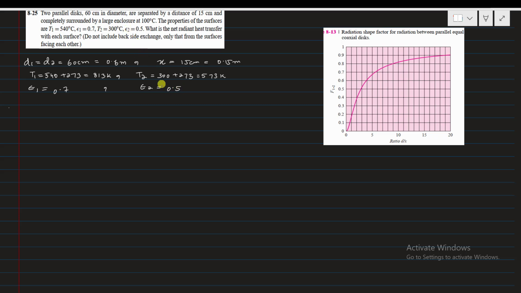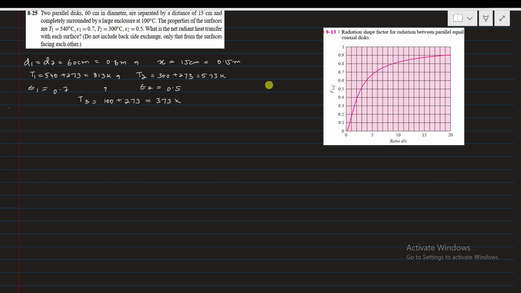So here it is. And the temperature of the room that encloses it, that is T3, is 100 centigrade. Convert that into Kelvin, and you will get 373 Kelvin.